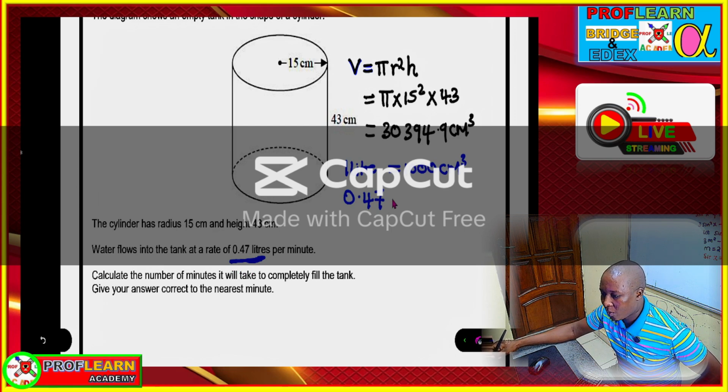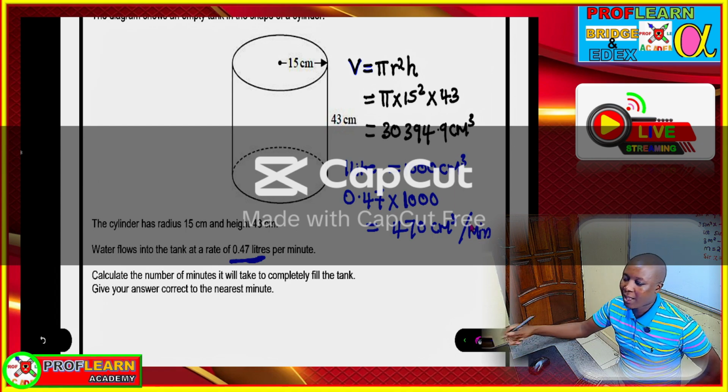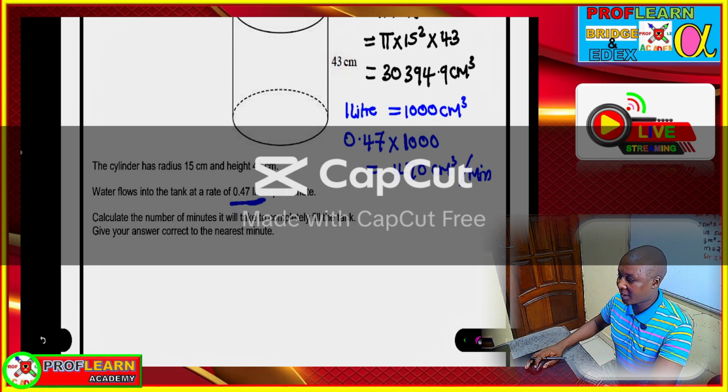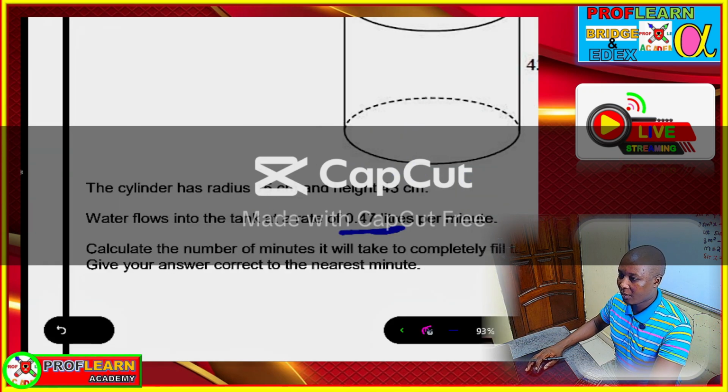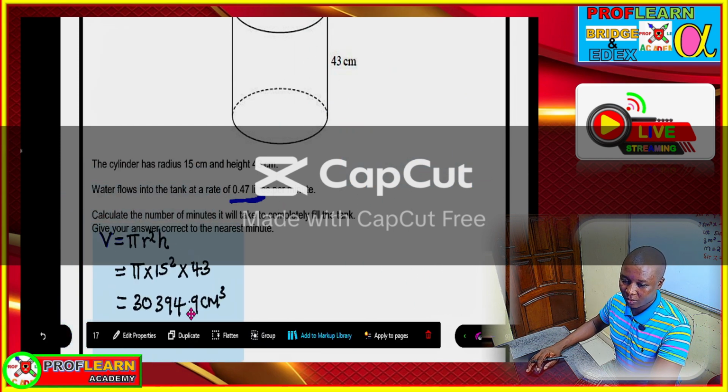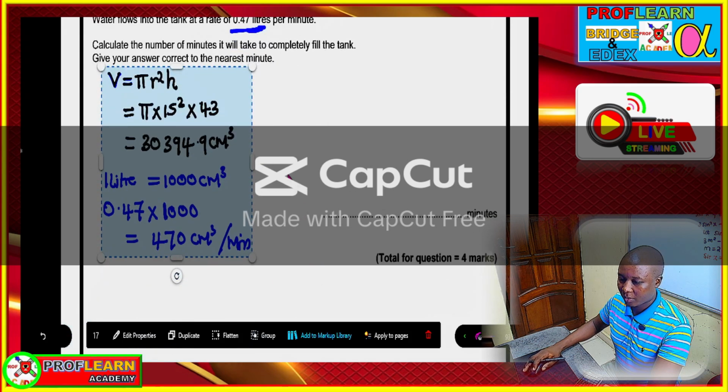So it will be 0.47 times 1,000, which is going to be equivalent to 470 centimeter cubic per minute. So the amount of water that flows into the cylinder every minute is 470 centimeter cubic. Now I need to move this down here so that we can proceed.